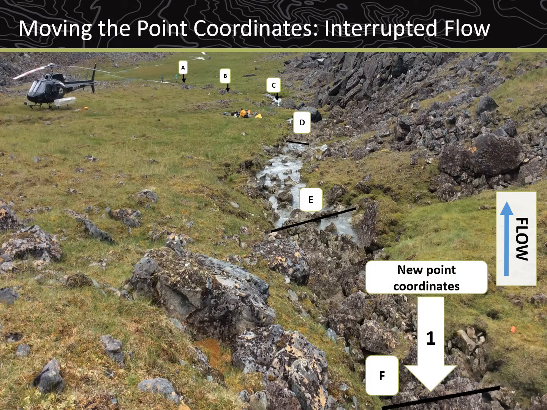The correct answer is option 1. Moving the point coordinates so that E is at the top of the spring is the least distance the point coordinates can be moved while still having 5 transects that are wet.